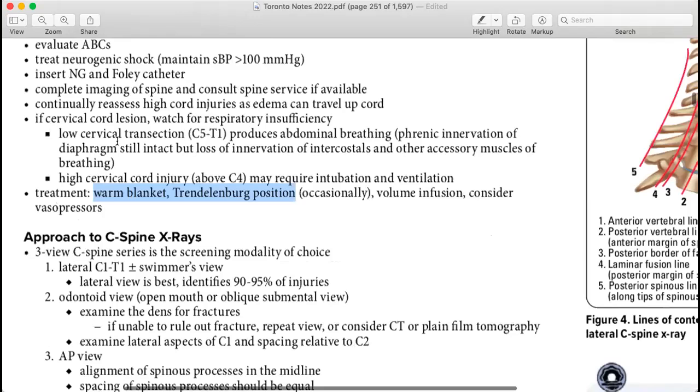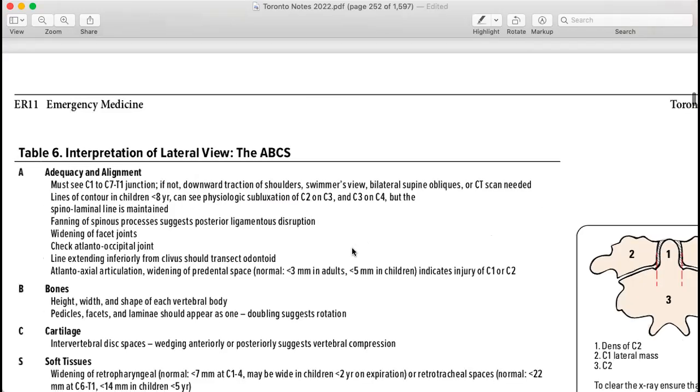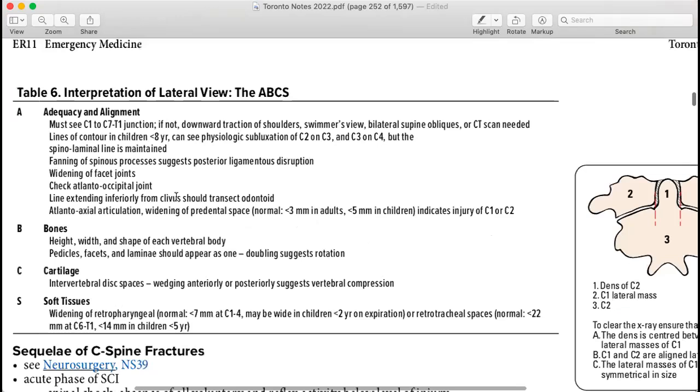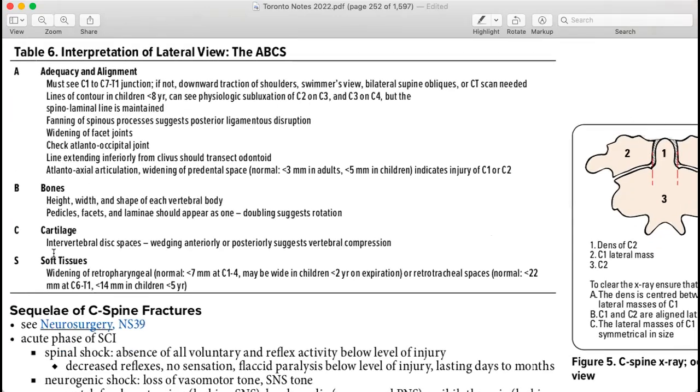Now, approach to the C-spine X-ray. As we discussed, the lateral one is the best one. Prevertebral soft tissue swelling is seen in only 49%. If you want to read this, you can read it. Adequacy, alignment, bones: this is how you are going to interpret the X-ray. It's more important in the neck OSCE.